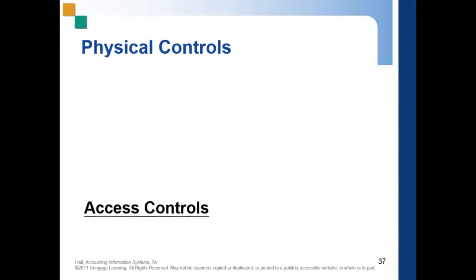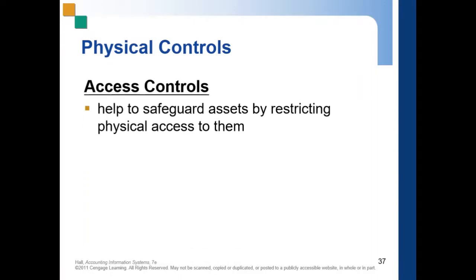Then, another control is access controls. The purpose of access control is to ensure that only authorized personnel have access to the firm's assets. Unauthorized access exposes assets to misappropriation, damage, and theft. Therefore, access controls play an important role in safeguarding assets. Access to assets can be direct or indirect.